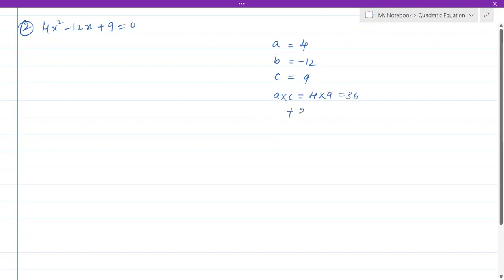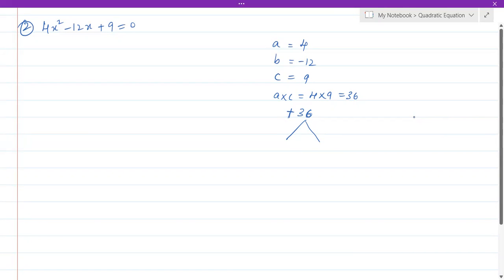That is positive 36. So we have to find two numbers that are factors of 36, that is, if you multiply, we should get 36. And since it is positive now, I have to add those numbers to get the B value. I have to multiply to get 36, and I have to add. Previous time it was minus, now it is plus. So I have to add in order to get 12.